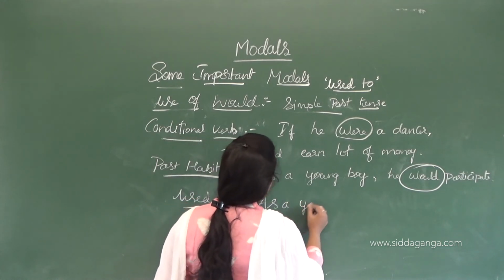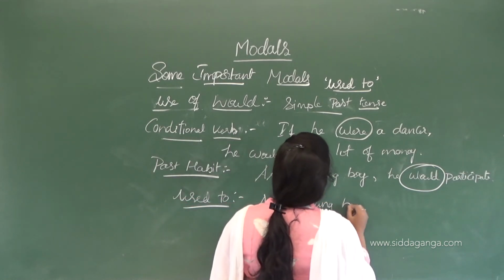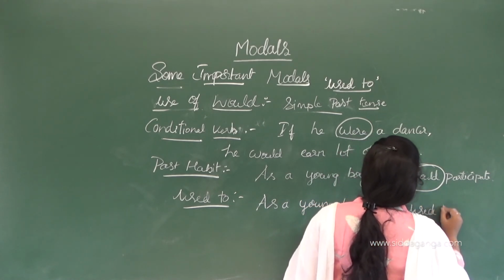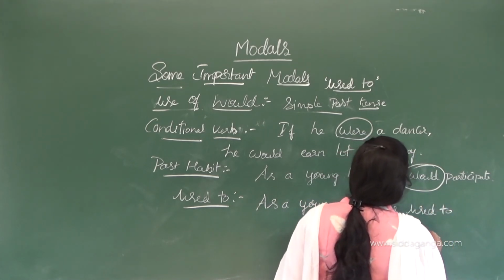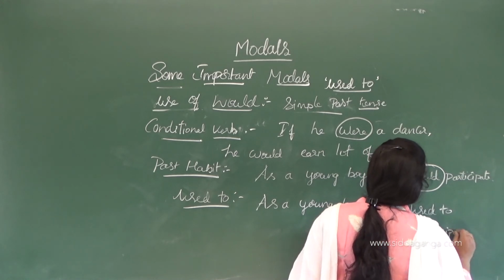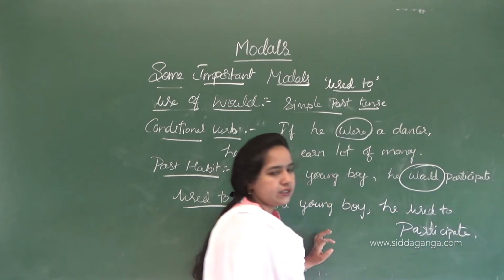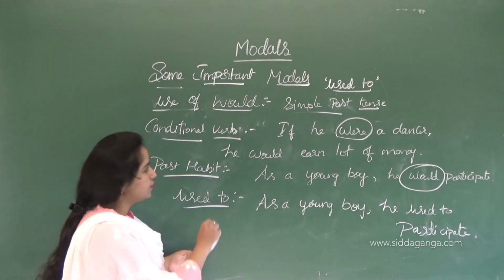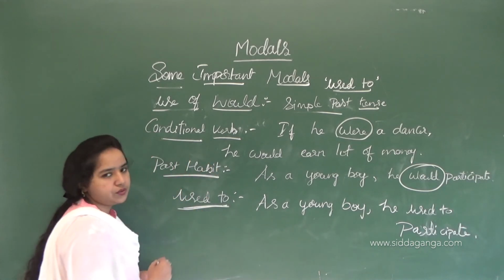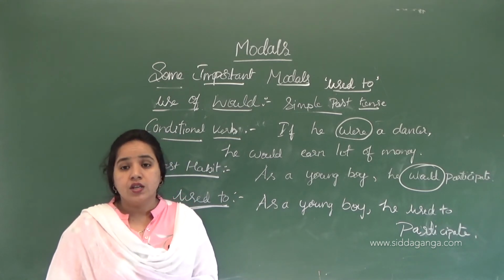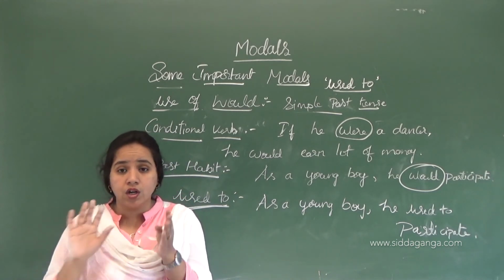As a young boy, he used to participate for dance, for singing, for essay competition. Any other participation you can take. So here, instead of would, you can also use used to. As a young boy, he used to participate. So it tells about the past habit, not present.